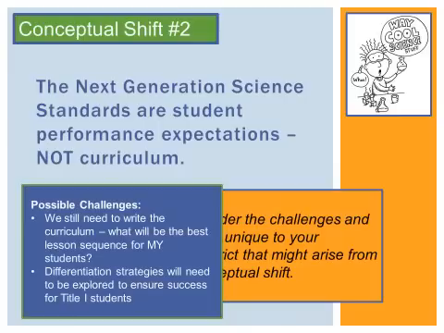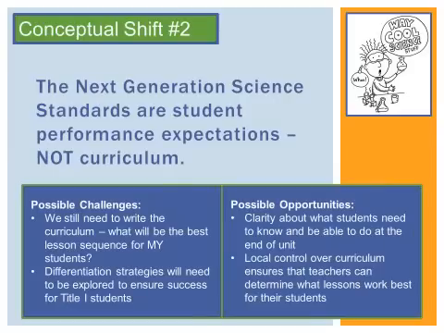Some possible challenges might include, we still need to write the curriculum. We will have to consider what will work best for the students in our classrooms. As we set aside resources for determining lesson sequences, we will want to make sure we attend to the differing needs of our students, especially those Title I students who have historically struggled in our classrooms. Possible opportunities that extend from this conceptual shift might be that we have clarity about what our students need to be able to do at the end of a unit, and we get to decide how to get them there.